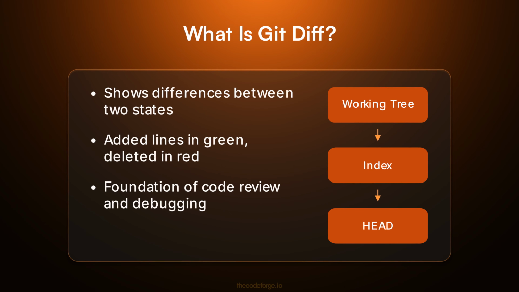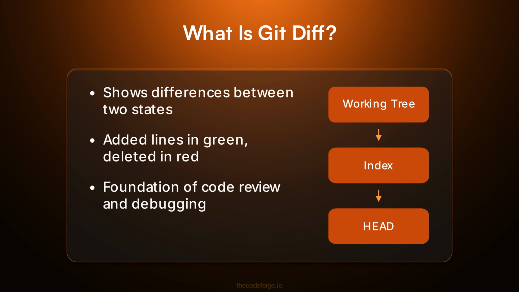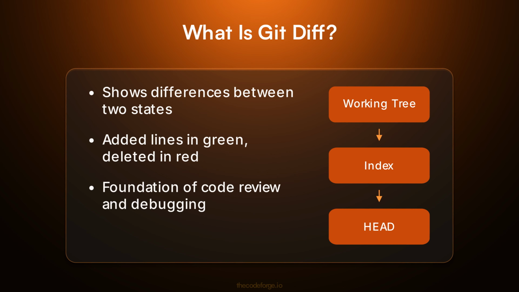Git Diff is like a highlighter pen for your code. It marks every line that was added in green and every line that was deleted in red between any two snapshots. Without it, reviewing changes would mean reading the entire file and trying to remember what it looked like before.